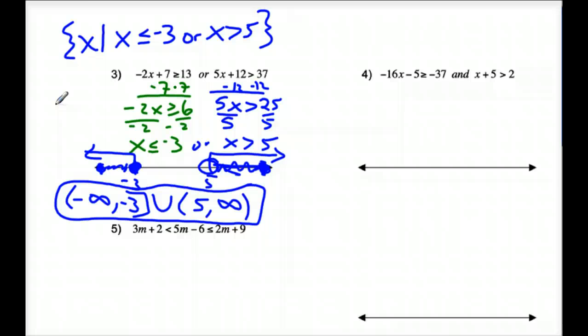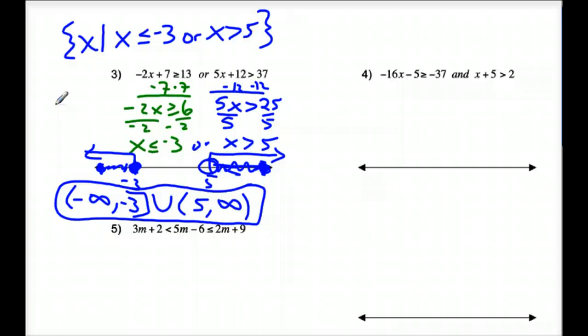So why is there a bracket on the -3 again? Excellent question. Somebody explain why there is a bracket when it's -3. Because it equals -3. It doesn't equal 5. It's just greater than it, so we show that by a parenthesis. Great questions. All right, do the second one on your own.